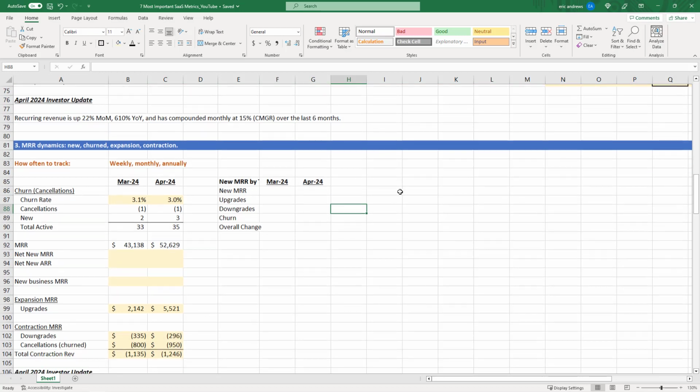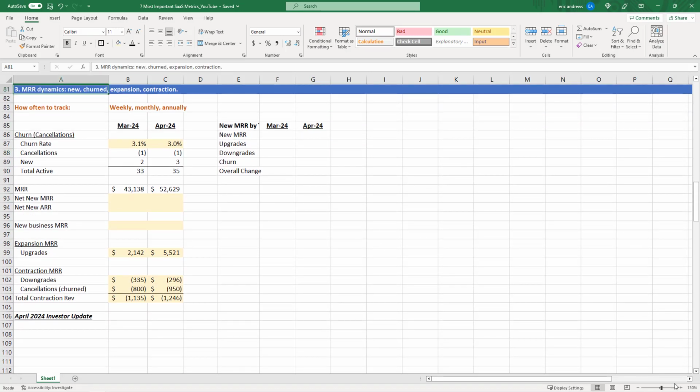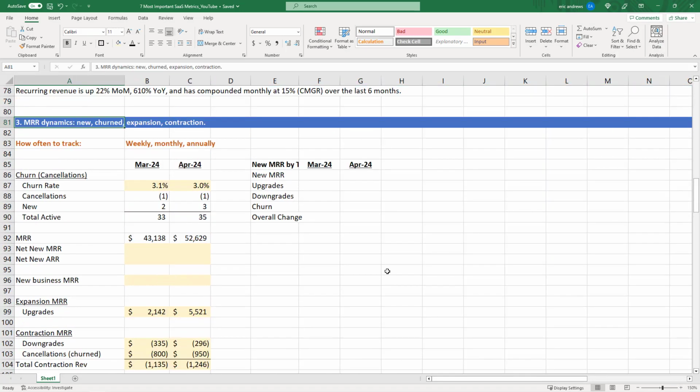So now let's look at the next thing. Now let's talk about our MRR dynamics. There's really 4 categories of MRR. There's new revenue that you brought on. There's churned revenue, which is basically cancellation of accounts. There's expansion, which is upgrades of accounts, so that's increasing the number of seats, increasing the usage, so paying more to basically keep using the software. And there's contraction, which is basically people downgrading but not churning.